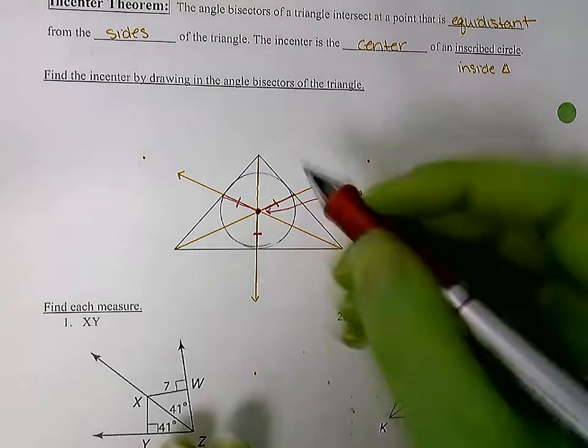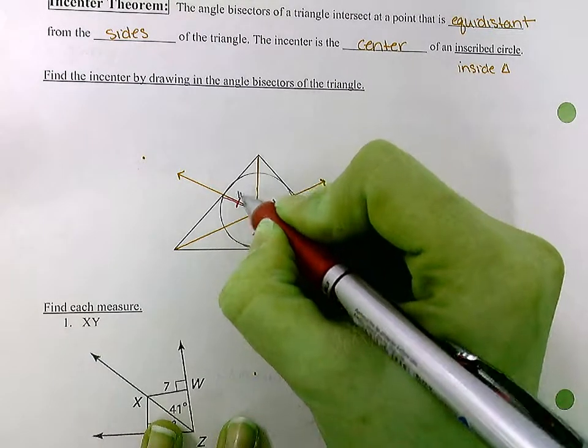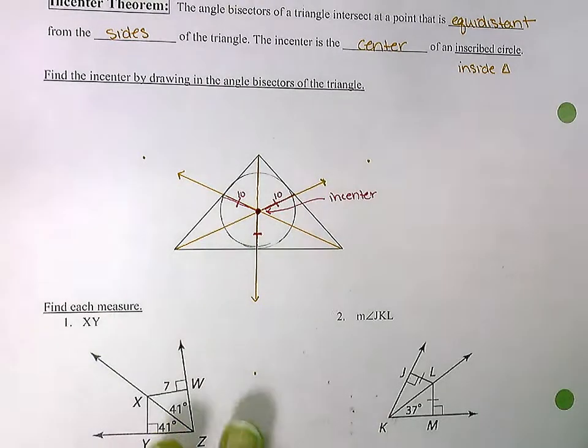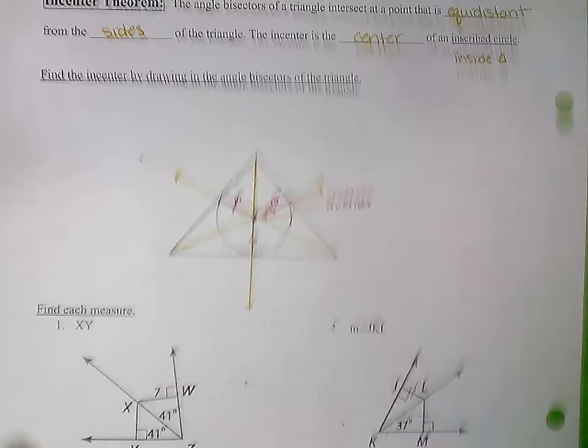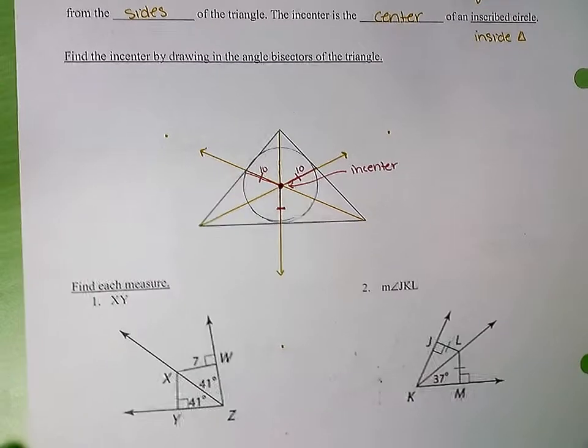If I said this length right here is 10, this length would also be 10, because each of those is a radius of that inscribed circle. That's what your incenter theorem is talking about. From the side to that point of concurrency, that length is congruent. Questions on this one?